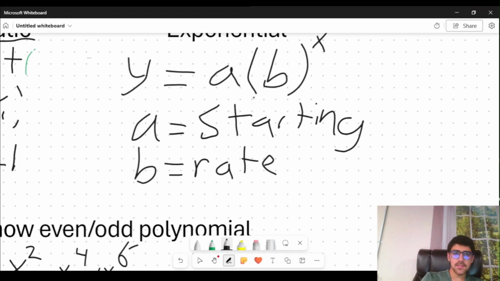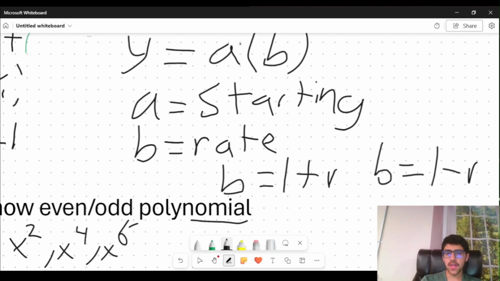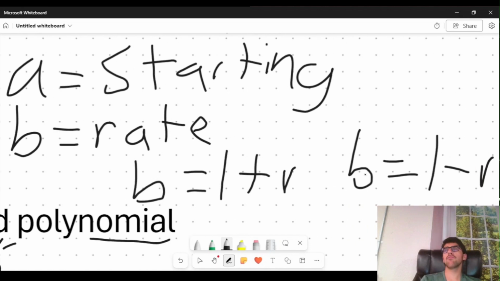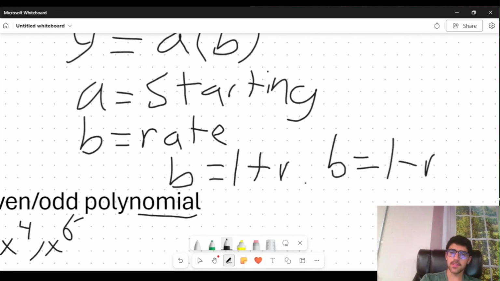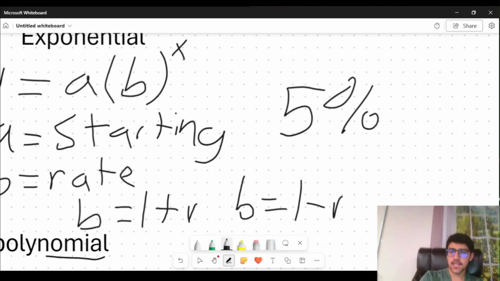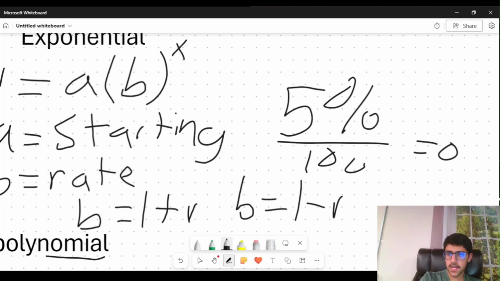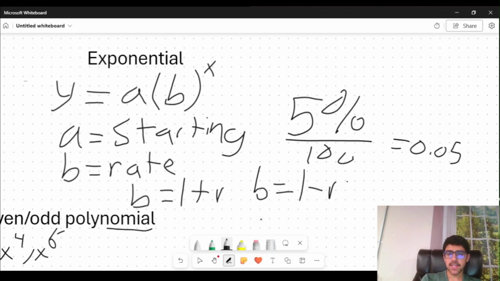Basically, how b works is b is either equal to 1 plus the rate, or 1 minus the rate. If it tells you it's exponential decay, like every month it goes down by 5%, then the rate would be 0.05. So you need to know how to convert percentages to decimals. Anytime you have a percent, like 5%, you just divide it by 100 and you get decimal form, 0.05. If it's exponential decay, b equals 1 minus that number. If it's growth, you do 1 plus the rate. So I think that's all you need to know about exponentials.